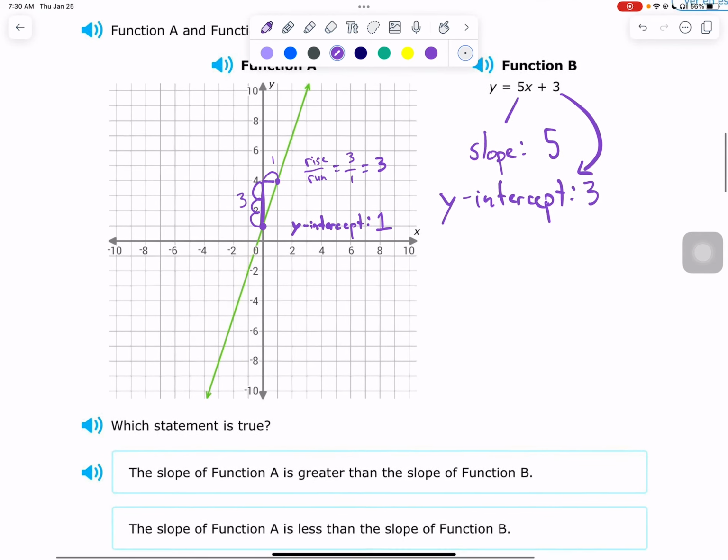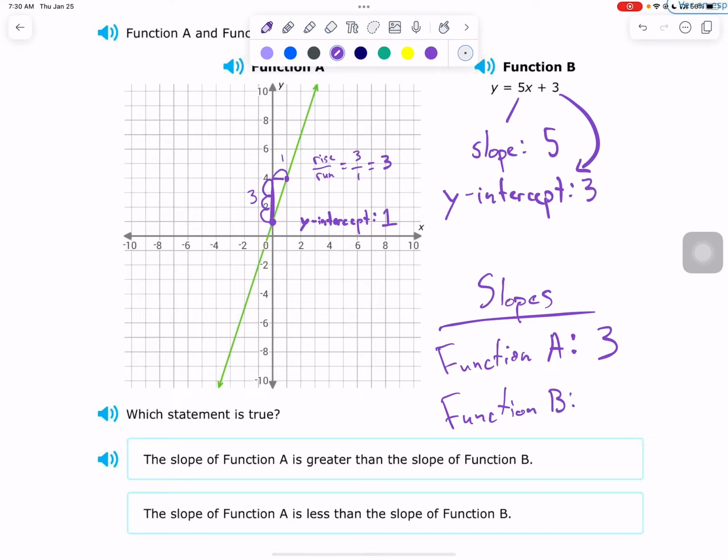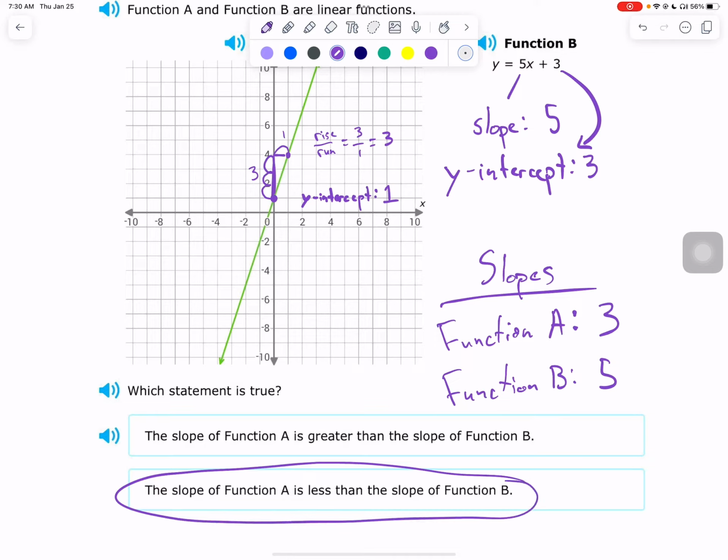So we look at function A. We're comparing our slopes. Function A has a slope of 3, and function B has a slope of 5. Which one's greater? If I said you could have $3 or $5, which would you rather have? Obviously the $5. 5 is the greater value. So we can write that the slope of function B is greater than function A, or in this case it says the slope of function A is less than the slope of function B.